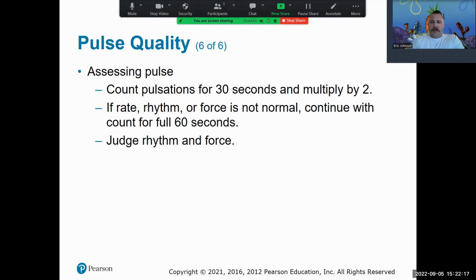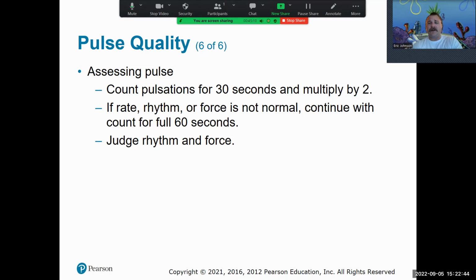Now, in the real world, because I want you to pass the national registry, we need to talk about the national registry standard. The national registry standard would be counting over 30 seconds and multiplying by 2. If it's irregular, you would count over a full 60 seconds. But I also want to prepare you for the real world. In the real world, we're looking for you to start with 30 seconds and then eventually graduate to 15 seconds.